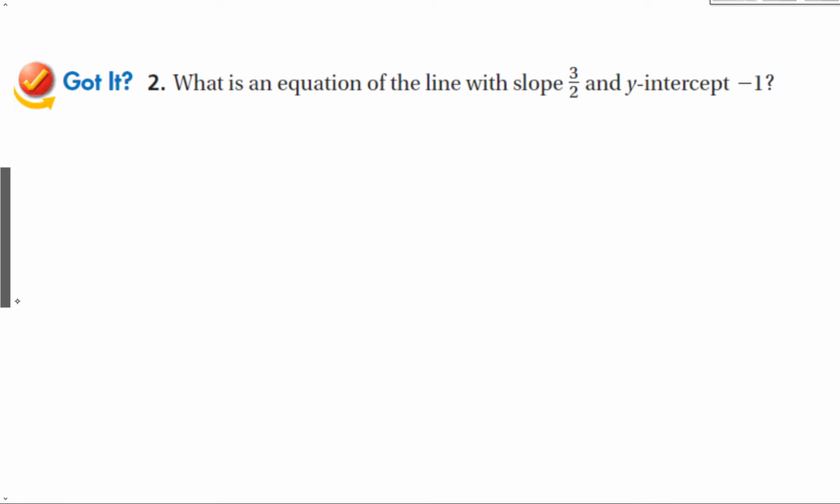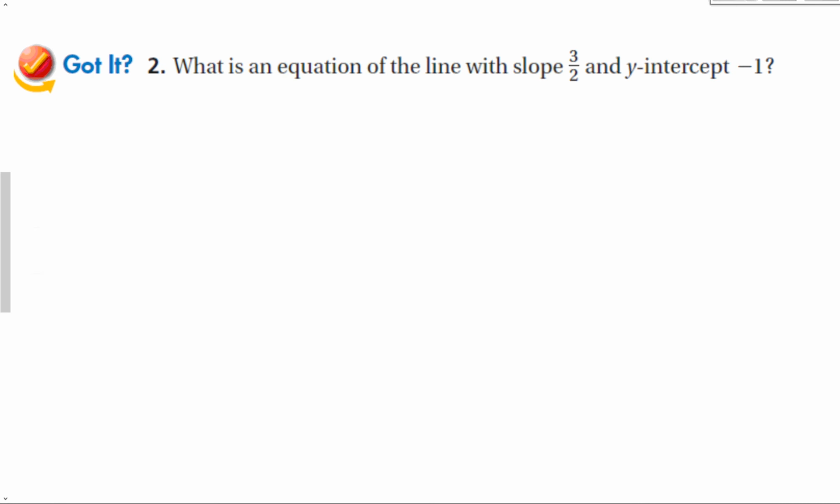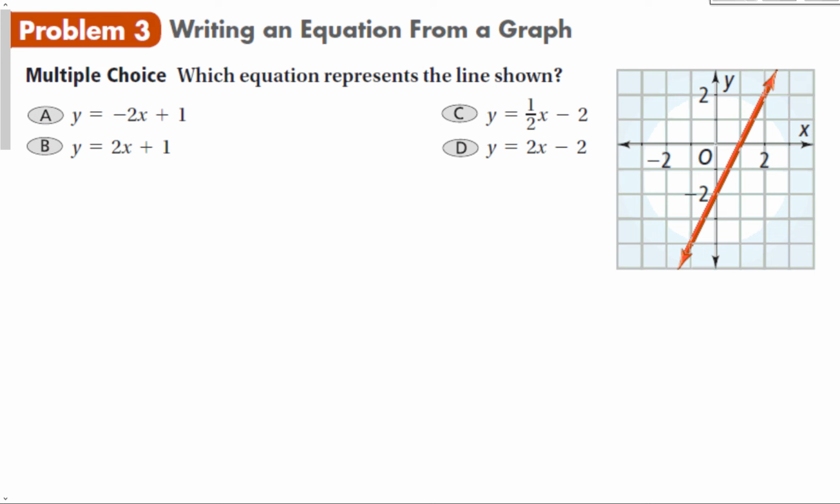My got it problem. What is the equation of the line with a slope of 3/2 and a y-intercept of -1? So y would be equal to 3/2 x minus 1. Okay, so when we set up these equations, if we know the slope and we know the intercept, this should be pretty straightforward. Which equation represents the line shown?